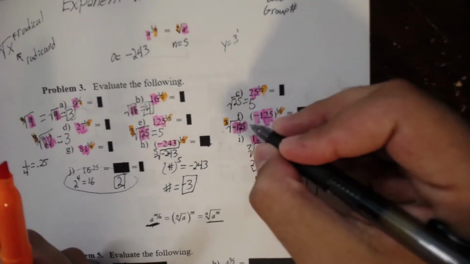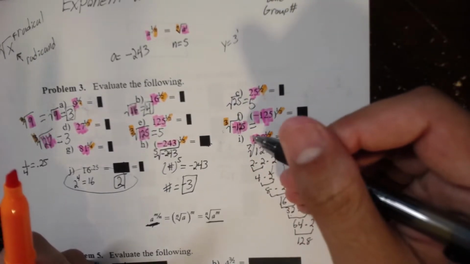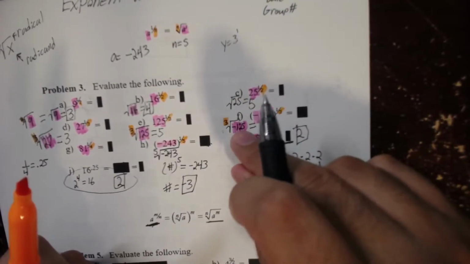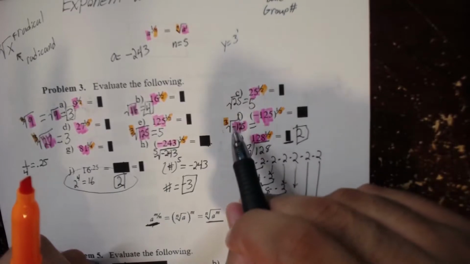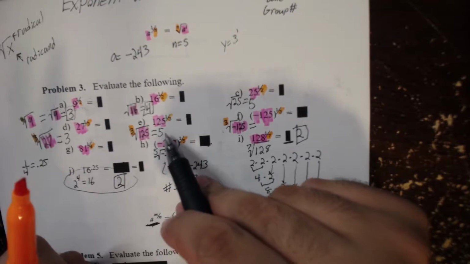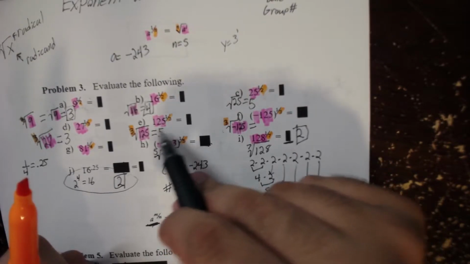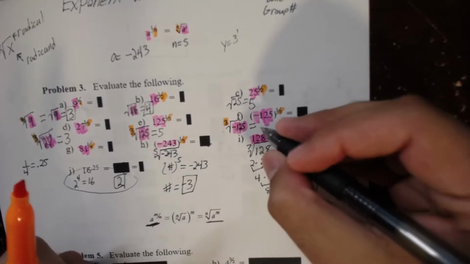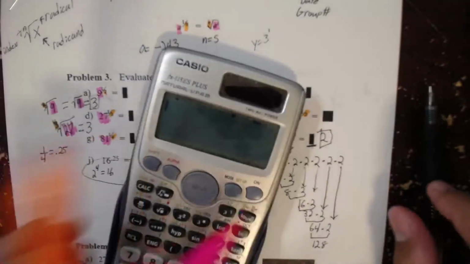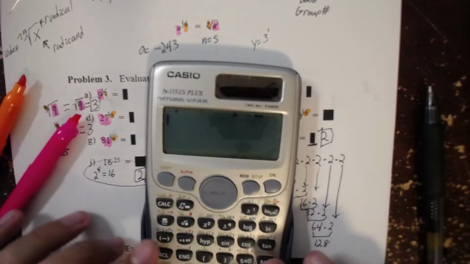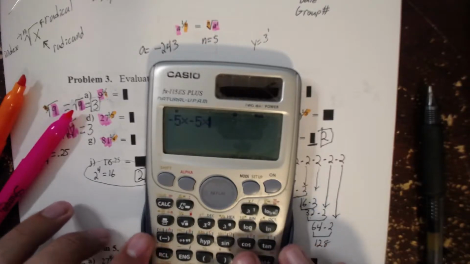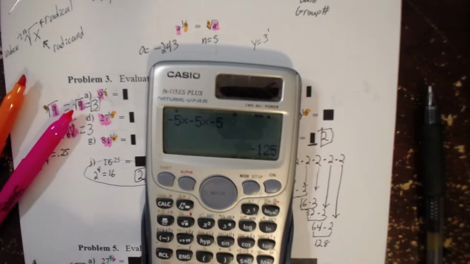Okay, now we have to find a number that, when you multiply it by itself 3 times, gives you negative 125. I'll give you a hint if you can't guess the number. If you got the hint, it's negative 5. Now this is going to be kind of annoying to write down, but I'll show you. Negative 5 times negative 5 times negative 5 is negative 125.